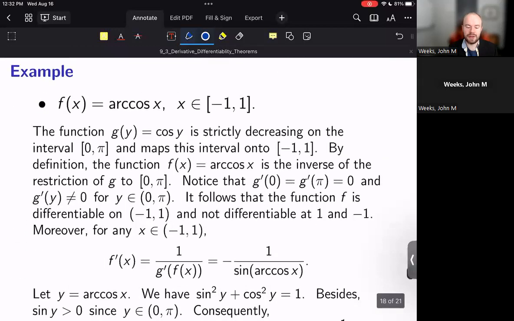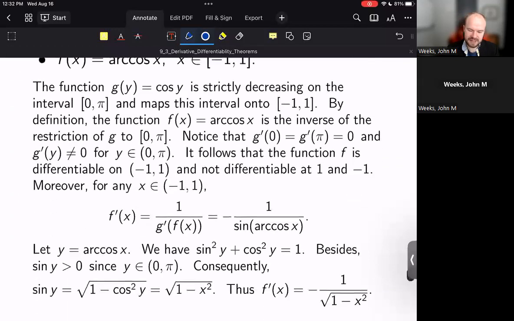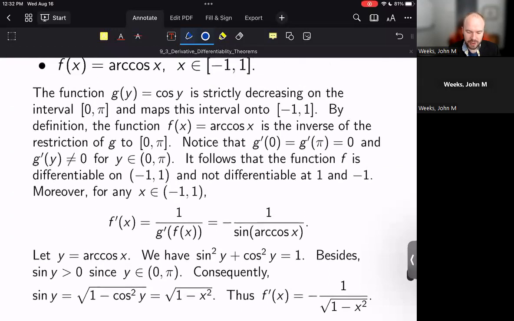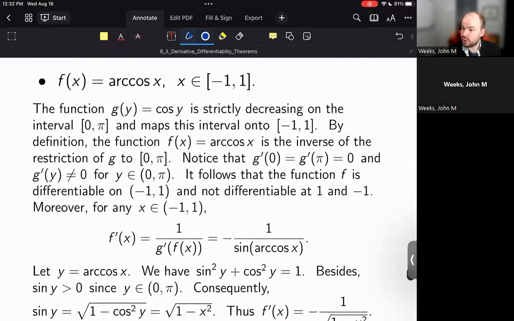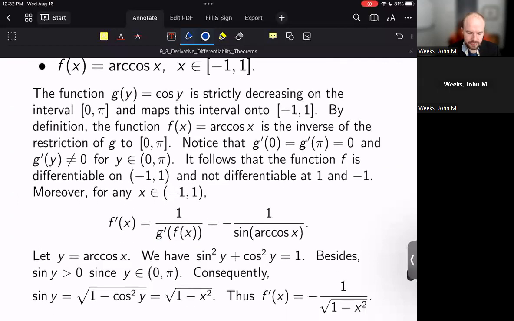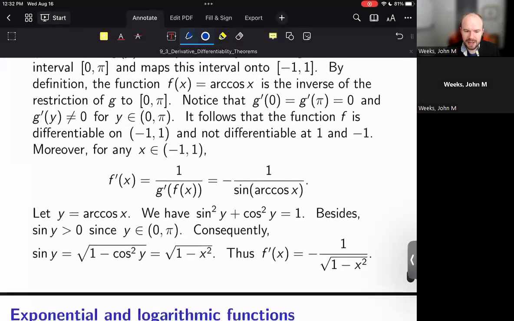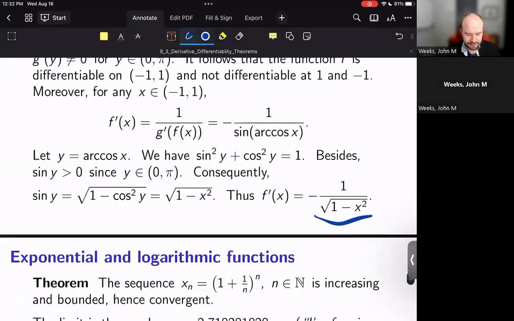That gives us derivatives for things like arc cosine, because now we can use this inverse function theorem to help us out here. So we get to find the derivative of arc cosine here, g prime of f(x), where g here is going to be the function just cosine of y, its inverse function. And remember that we can form a triangle to try and figure out what the sine of arc cosine of x is going to be. And that gives us this formula right here.